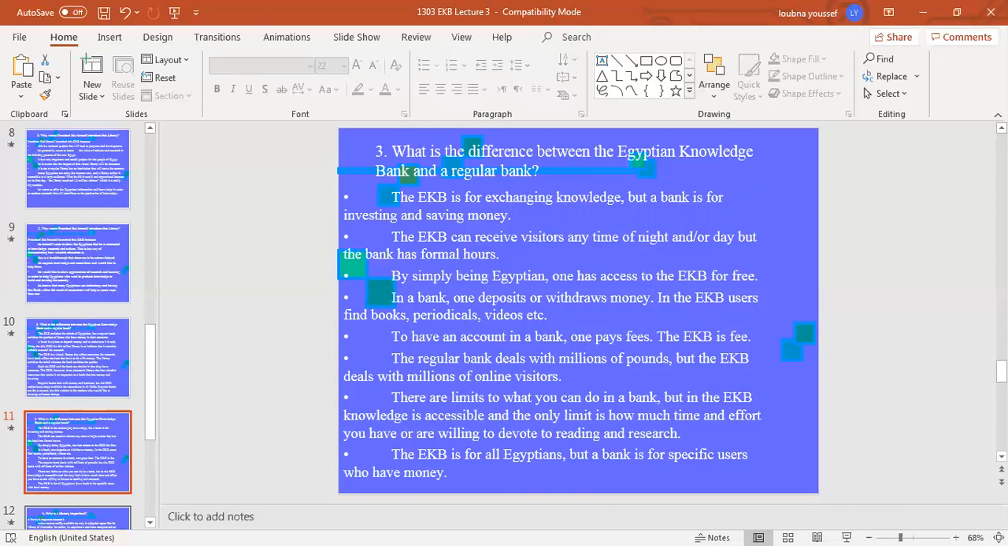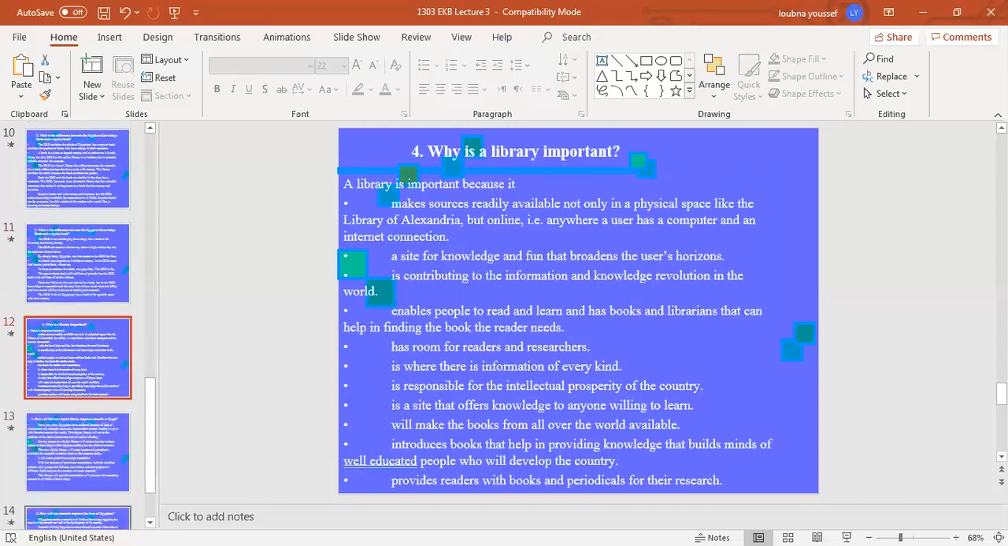at leisure. Now, question number 4, why is a library important? A library is important because it makes resources readily available not only in a physical space like the Library of Alexandria, but online anywhere a user has a computer and an internet connection.